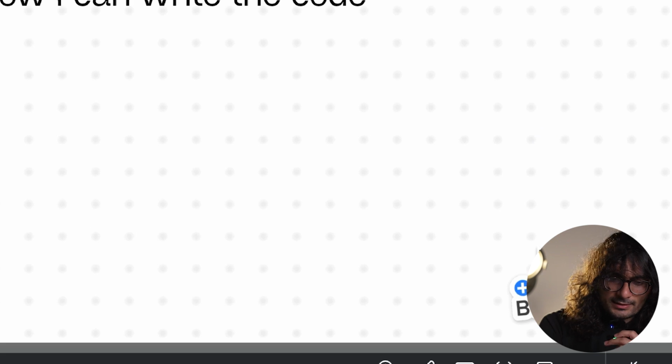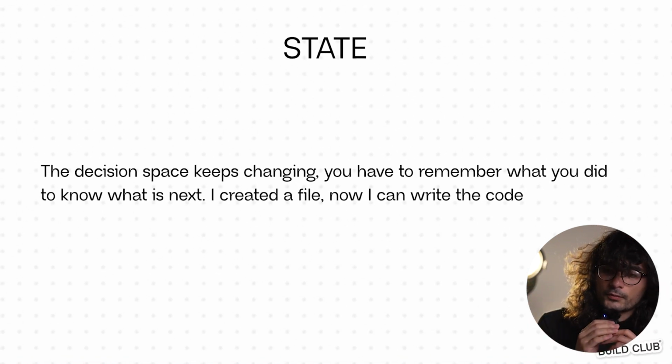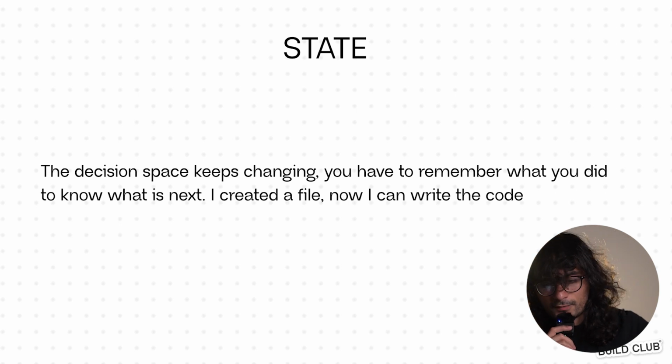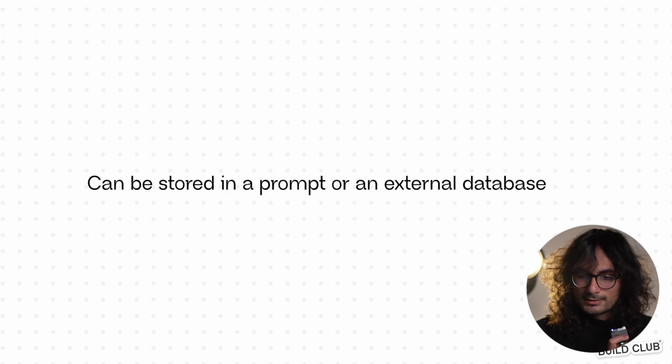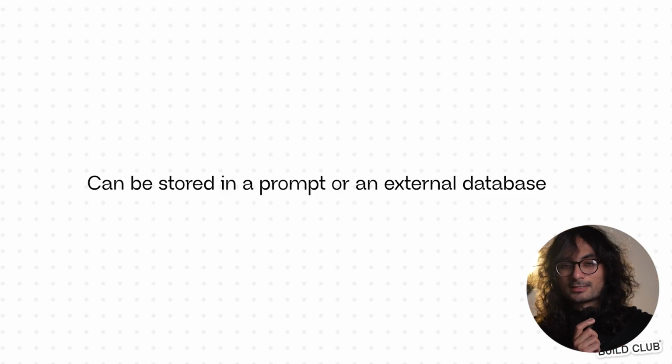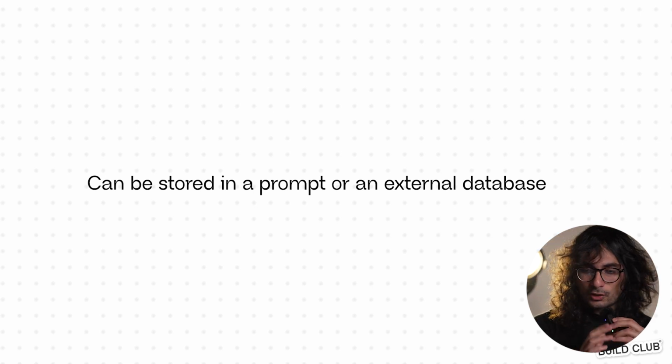So let's talk about the state. The decision space keeps changing: you created a file, and you need to keep that information in mind when you write the next piece of code. This can be stored in a prompt, the state, or in an external database. So you pass the state inside the prompt, which is what an AI agent basically is. It's like a really long prompt.